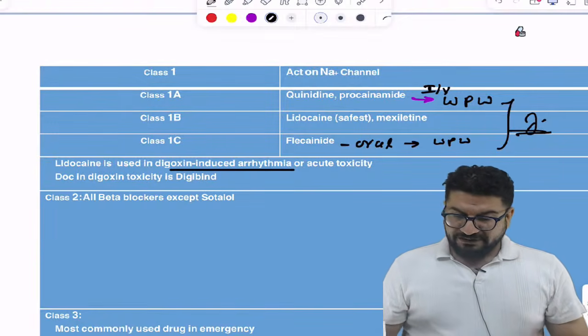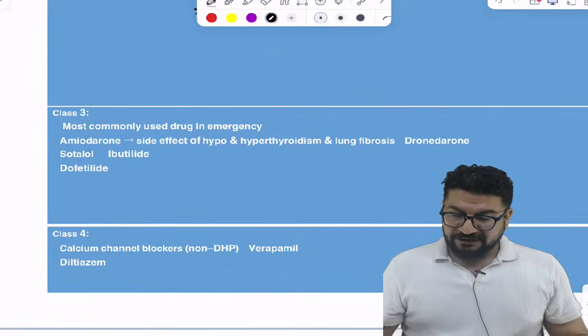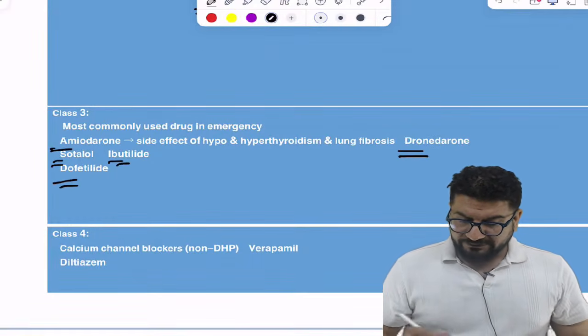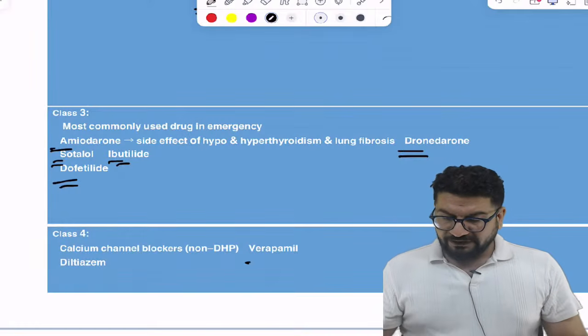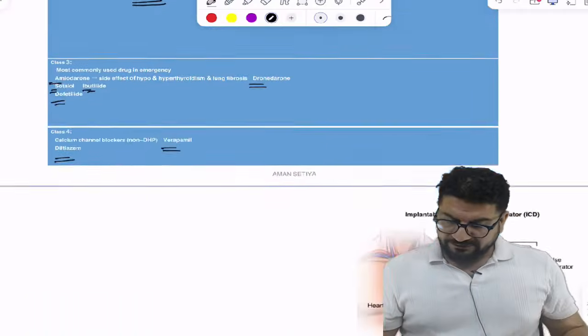In class 2 we have all beta blockers except sotalol. In class 3 you can see drugs like amiodarone, dronedarone, sotalol, ibutilide, dofetilide. In class 4 what we have is verapamil, diltiazem. So these are the drugs which we have in the Vaughan-Williams classification.